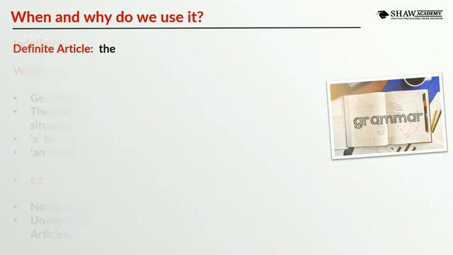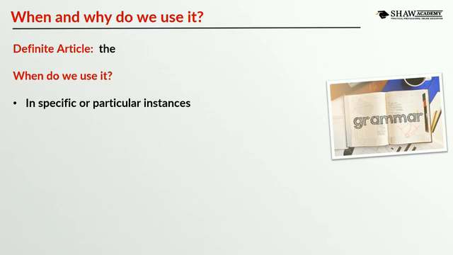Okay? So now what about the definite article, which is, of course, the. So when do we use it? We saw we used the indefinite for generality, and we use this in specific or particular instances.